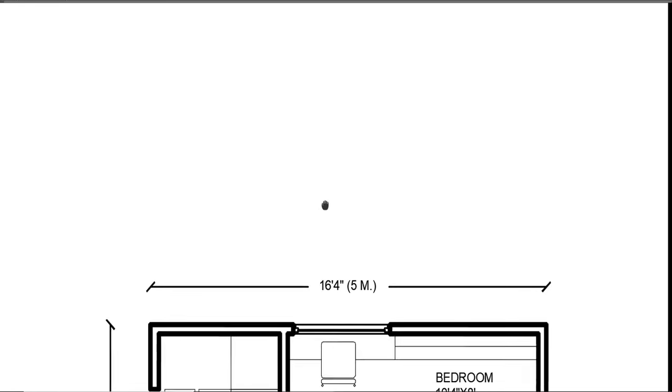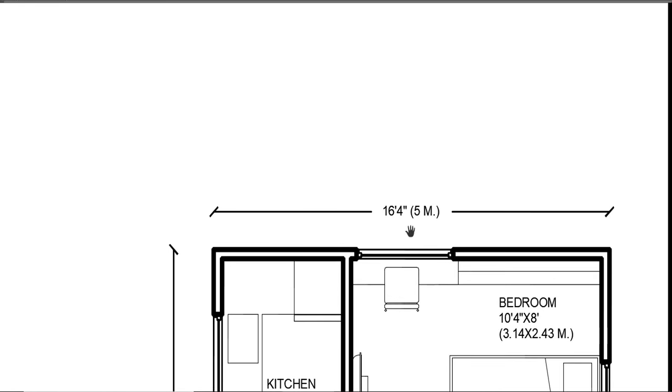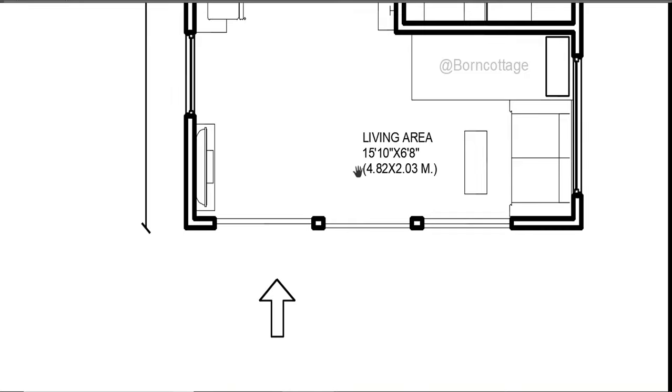So this is the floor plan of the house. The total area I have taken is the width is 16 feet 4 inches, in meter 5 meter, and the length is 20 feet, in meter 6 meter. So in the front we have a sliding door here. After that we will go inside.